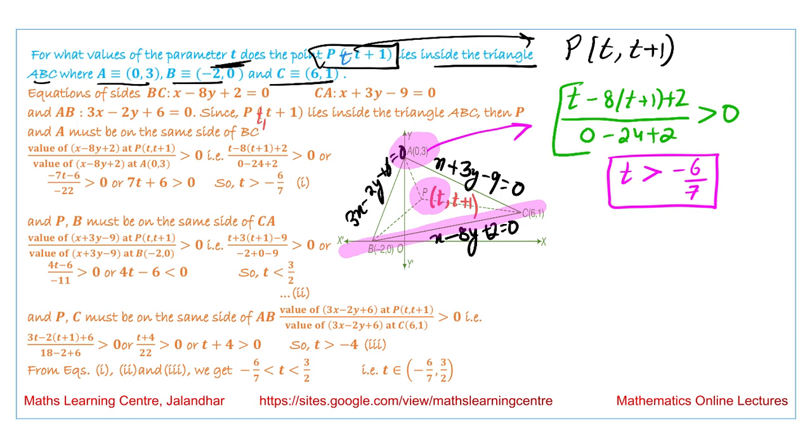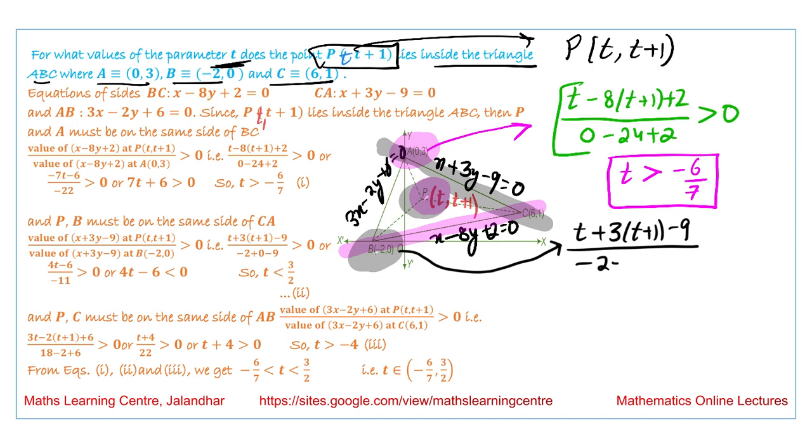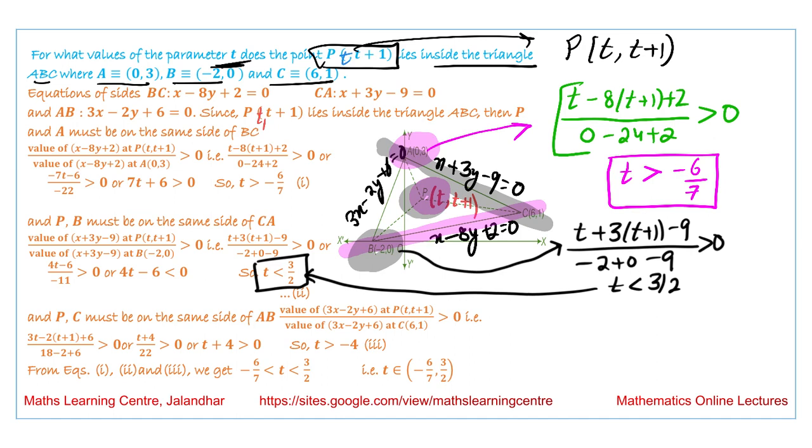In the second case, we are considering the side CA. We are talking about this side. Now we are saying that the points P and B must be on the same side. For these two points to be on the same side, the condition we obtain is (t + 3)(t + 1) - 9 divided by (-2 + 0 - 9) is greater than 0. On solving this, we obtain t is less than 3/2. This is the value we are getting, t is less than 3/2.